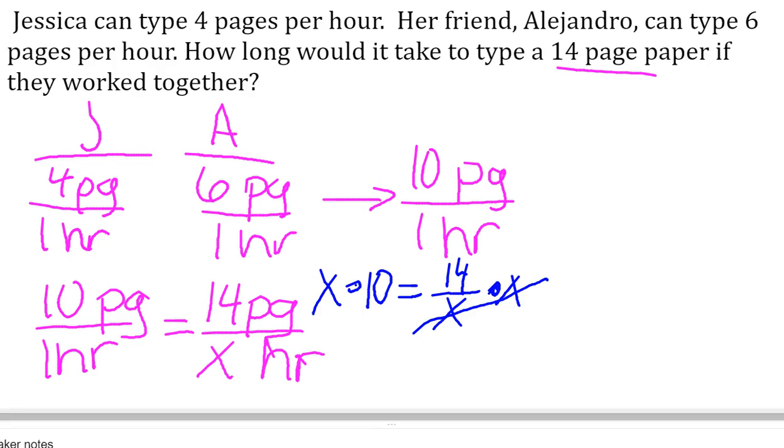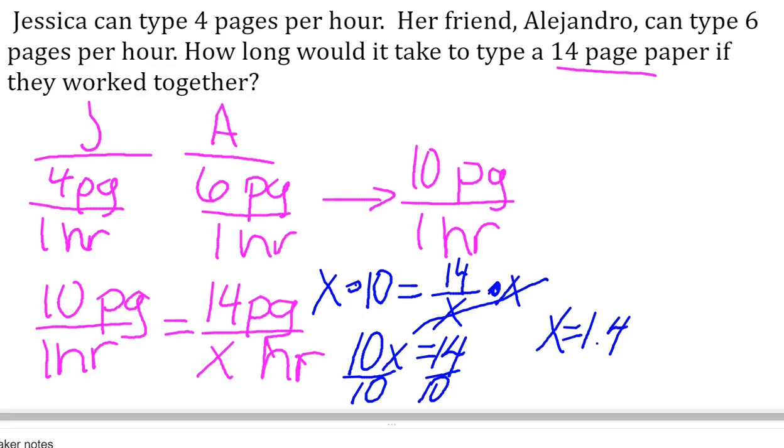cancels out of the denominator, and on the left side I'm left with 10x is equal to 14, which means that I can solve for x by dividing by 10. And what I ultimately end up with is that x is equal to 1.4.